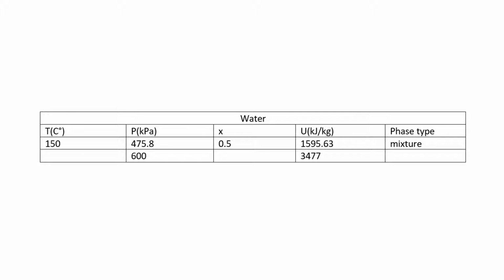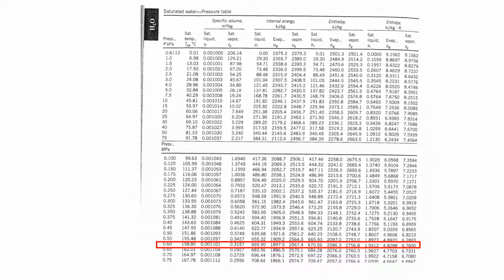Alright, so now we'll solve the last line of the table. We are given a pressure of 600 kilopascals and an internal energy of 3,477. So now again, as was the case with the previous line, we'll simply go check in the saturated water property table to see whether or not we are indeed in the saturated mixture range. So we open up the saturated water property table, which this time is organized in terms of pressure, and we go down to the 600 kilopascal line.